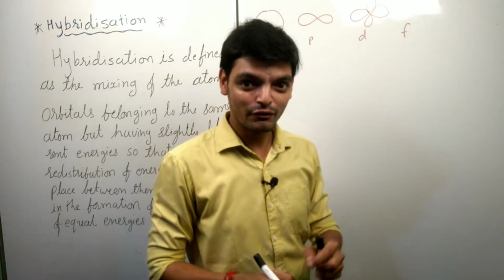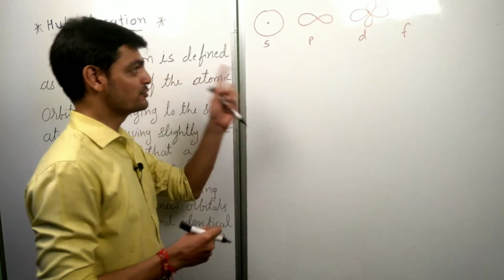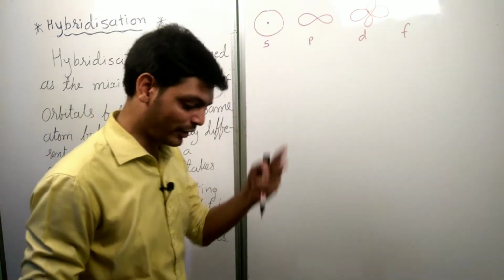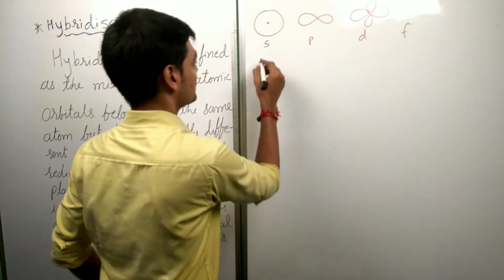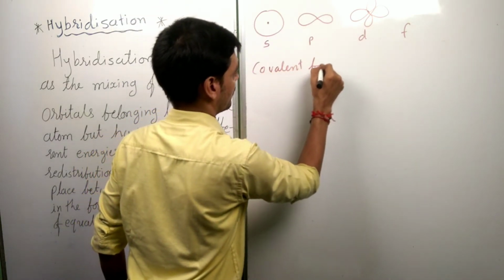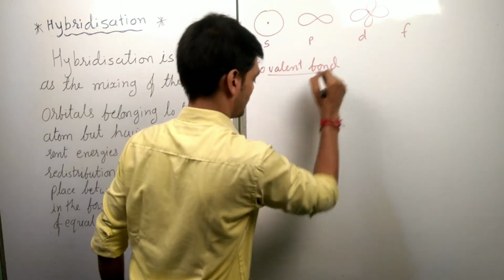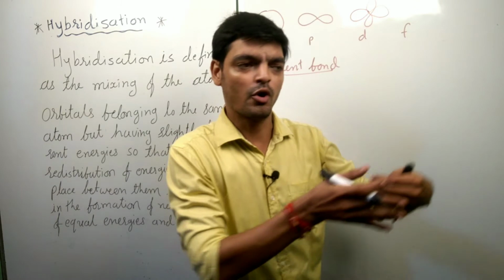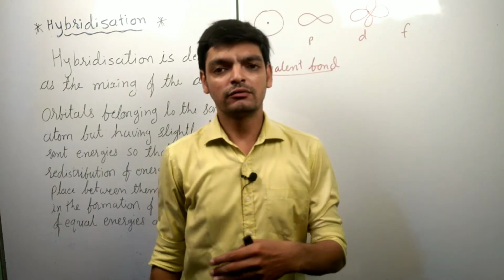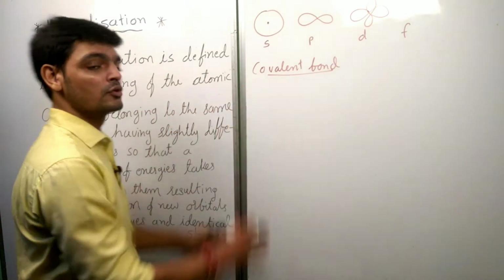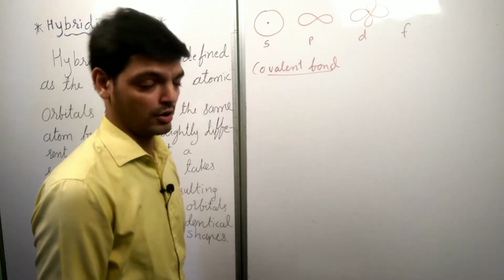So for that, you need to understand orbitals, and second, you need to understand the covalent bond. What do we mean by covalent bond? We know there are some bonds, for example covalent bond, ionic bond, and metallic bond. But what is a covalent bond? Because hybridization always takes place to form a covalent bond.